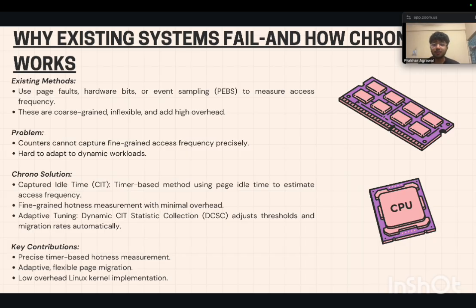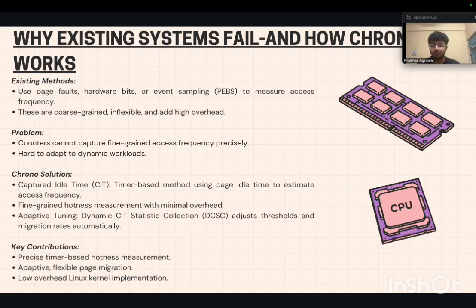What Chrono does is it calculates captured idle time, CIT. It is a timer based approach, and it uses the captured idle time for each page. It calculates the idle time for each page. If the idle time is less, it will be a hot page, and if the idle time is more, it will be a cold page. So you are able to determine the degree of hotness and coldness here. So it is a fine grained hotness measurement with minimal overhead.